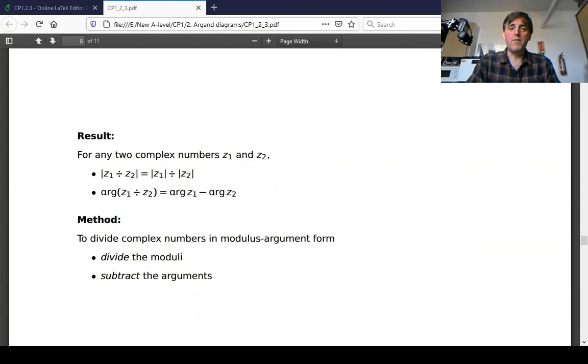Okay, so what about if you're dividing complex numbers? Well, I'm sure it won't come as any surprise to you to know that when you divide complex numbers, those moduli get divided and the arguments get subtracted here, because we're just undoing the process of multiplying, of course. So it's going to be the reverse of the multiplying process.